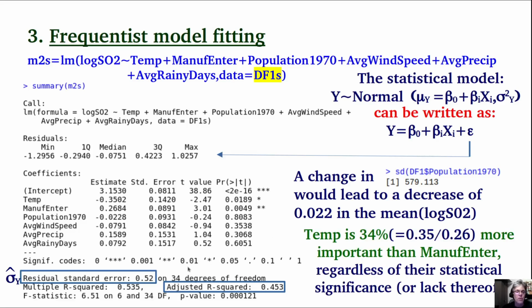So again, because all these coefficients are on the same scale, we could compare, for instance, the two variables that happen to have partial slopes significantly different from 0, one being mean temperature and the other being the number of manufacturing enterprises. And so we can take the ratio of these two coefficients that are on the same scale and say that one of the variables, temperature, is 34% more important than the other in affecting the mean of the response variable. And this is regardless of their statistical significance or lack thereof.